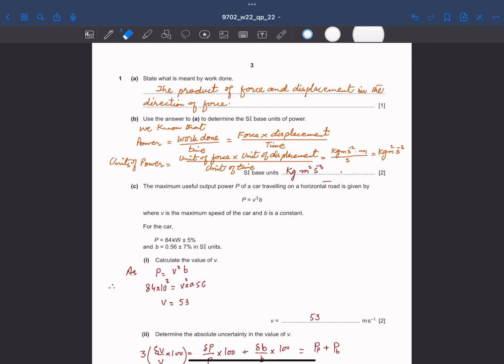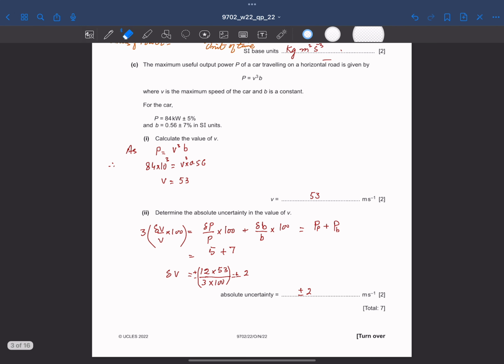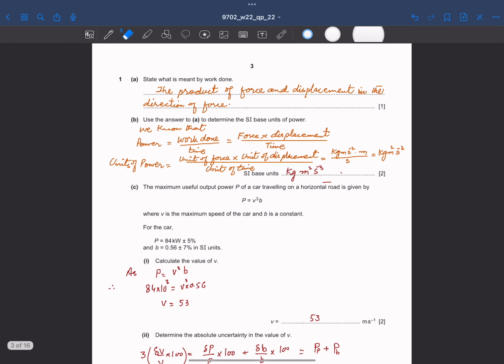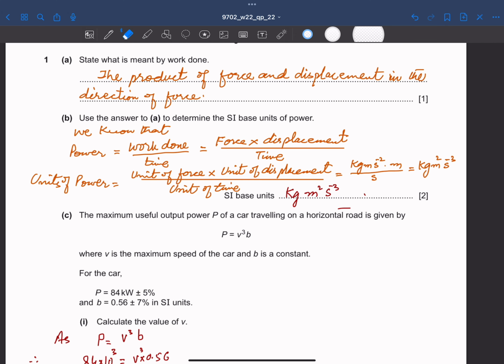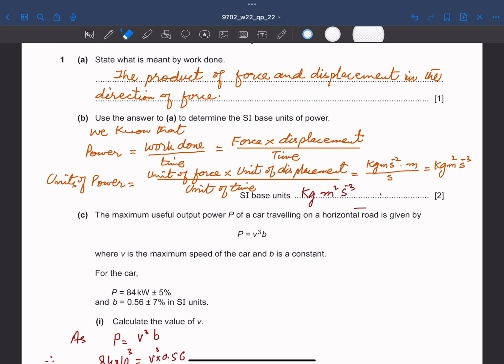Okay, dear students, here we have another paper which is of year 22, and the paper is October November 22. So the variant is 22 and the year is also 22. So October 22 is the paper, and here we have the first question: state what is meant by work done.